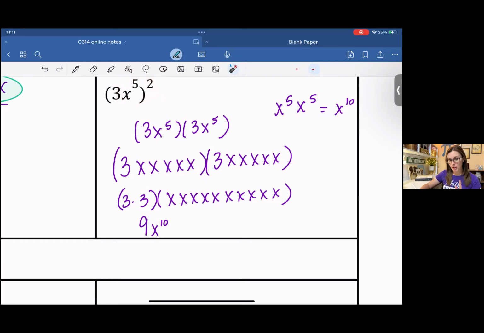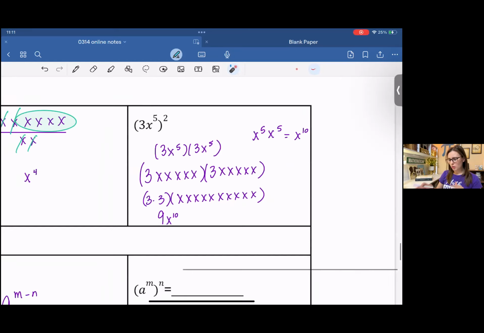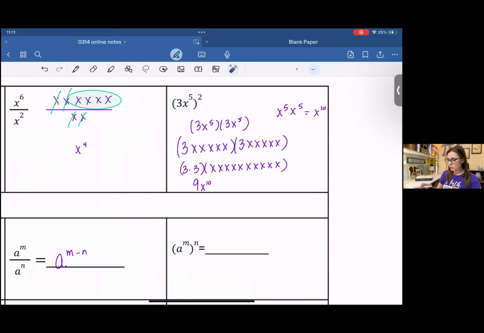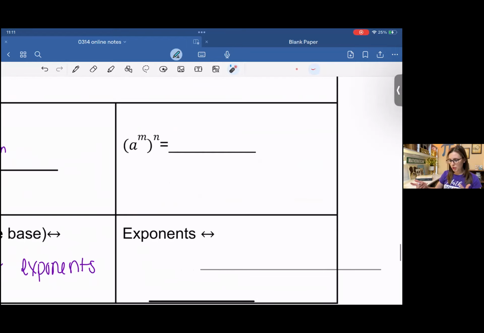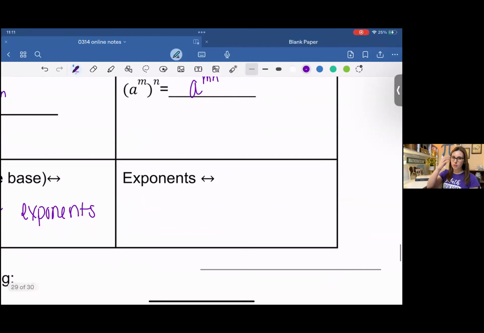But you have to be very careful with the coefficient. I'm not multiplying 3 times 2. I'm actually doing 3 squared. So that's the only really tedious part of this one. Simply put, power to a power means multiply. But you have to be careful: if there's a coefficient, you are actually squaring that or cubing that or whatever.